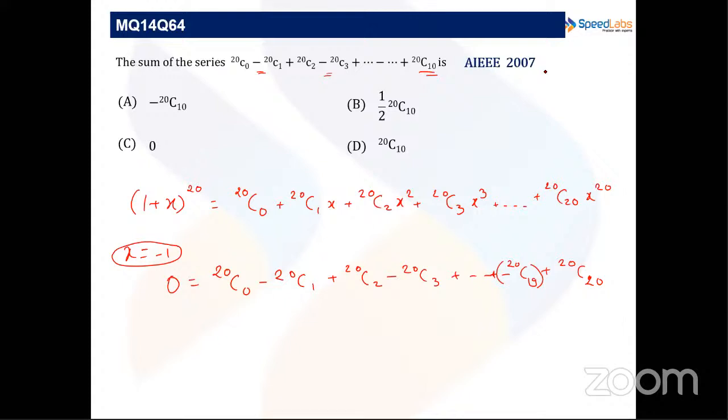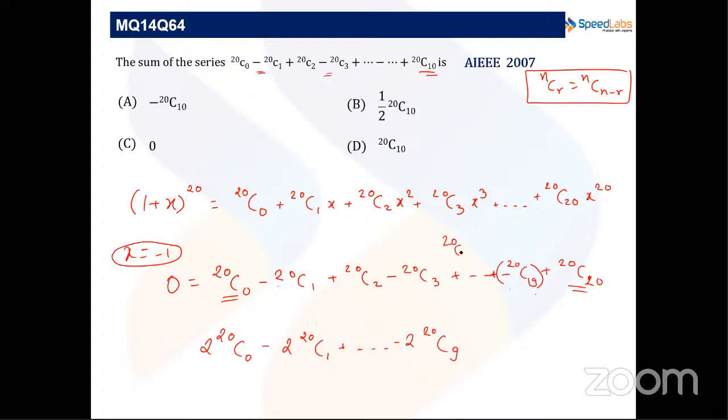So we know that for combinations we have the formula nCr is equal to nC(n minus r). So 20C0 and 20C20 have the same value, so it will be 2 times 20C0. Similarly 20C1 and 20C19 will be 2 times 20C1 and so on. We can go up to 2 times 20C9, but 20C10 will be only once. So that's why we need to add 20C10, or we can say adding 20C10 on both sides since it was equal to 0.